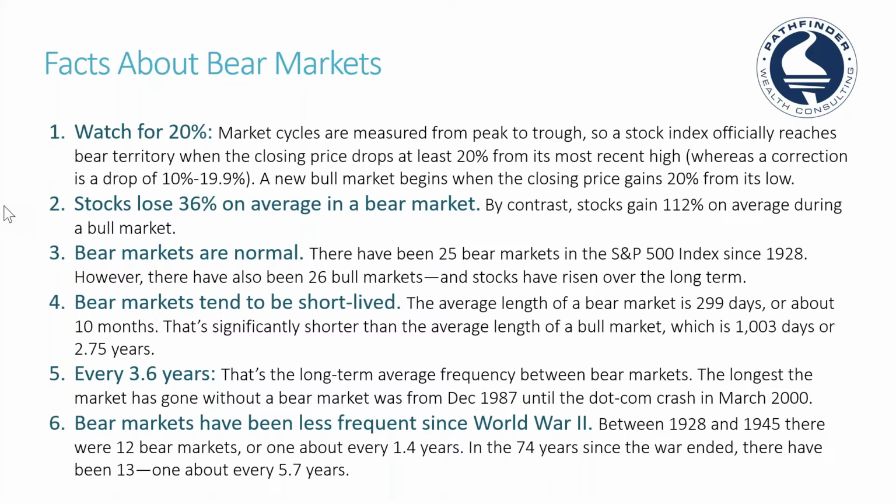Bear markets are short-lived. The average length of a bear market is 299 days, or about 10 months. If we're in fact out of the bear market, that would have been a very short bear market, which lends itself to the volatility that we've seen in the market. And on average, the frequency between bear markets is 3.6 years.